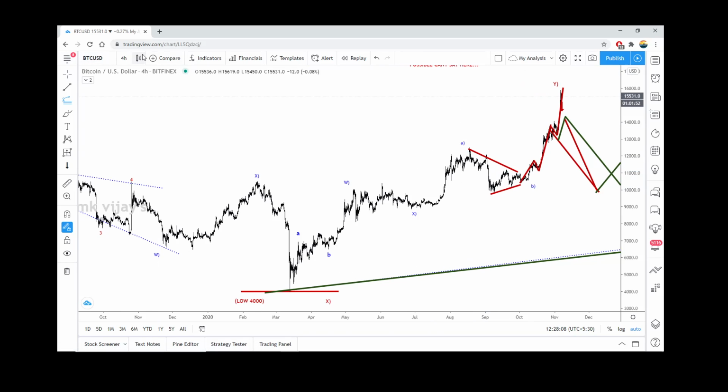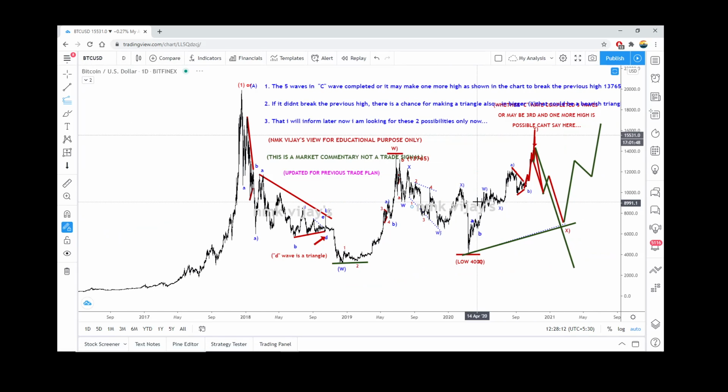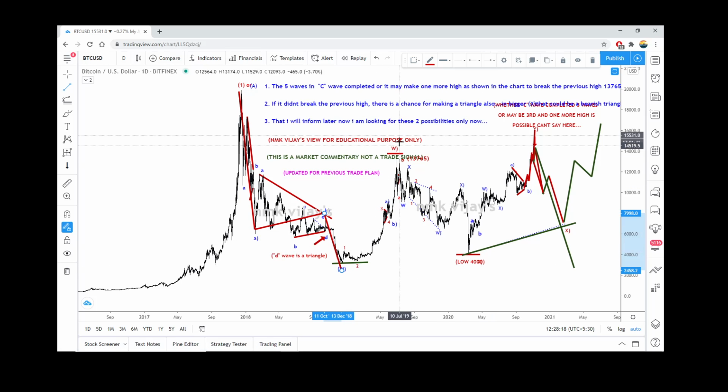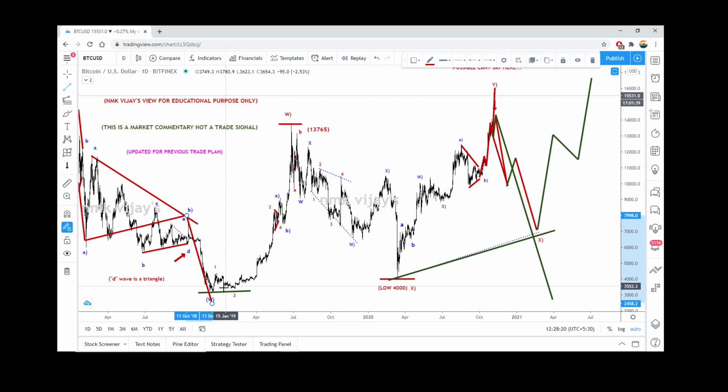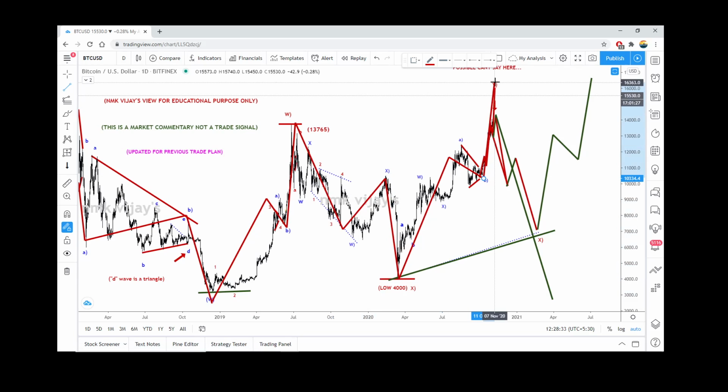So once it is over, that correction got ended here. This is a B, C, and this is not impulsive. I explained that 1 2 3 4 5 as a B and C. So this is also a three-way structure, and this is also a three-way structure, and this is also a three-way structure.